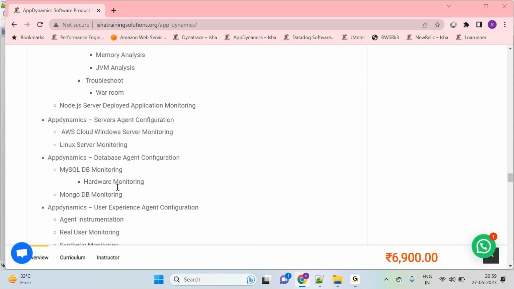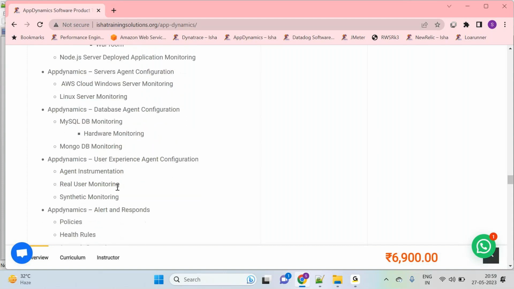And then the database agent. If you want to monitor your organization's database, how are we going to do that? That is the reason we are bringing in the understanding of the MySQL database and also the Mongo database. Both databases we are going to see.